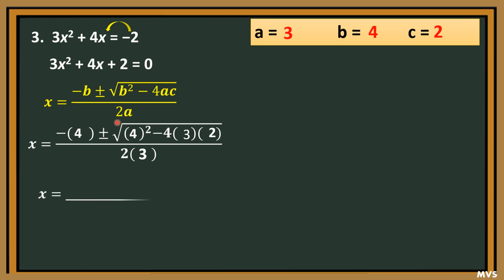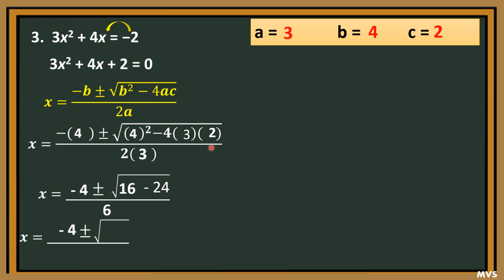So let us simplify it. X is equal to negative times positive 4 is negative 4, plus or minus the square root of 4 squared is positive 16, negative 4 times 3 times 2 is negative 24, all over 6. Then we will have x is equal to negative 4 plus or minus the square root of 16 minus 24 is negative 8, all over 6.